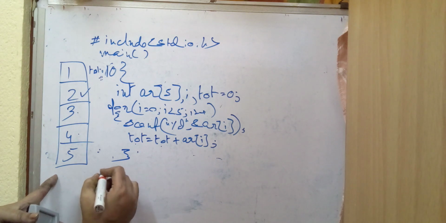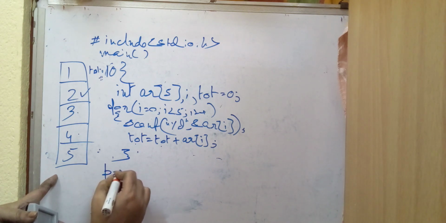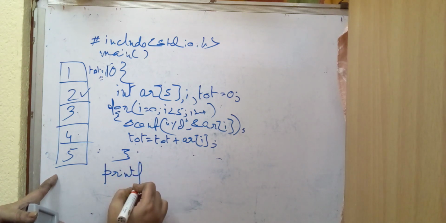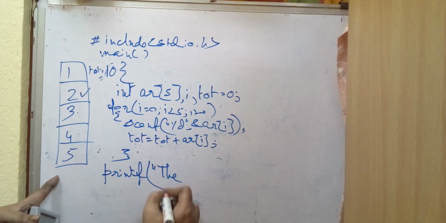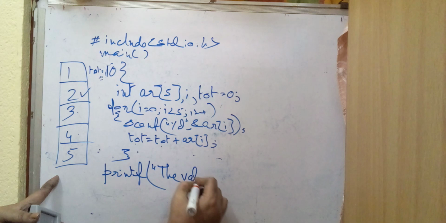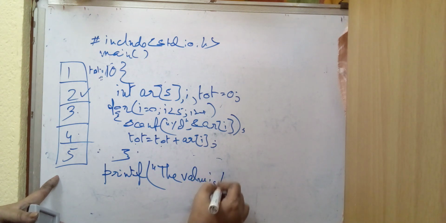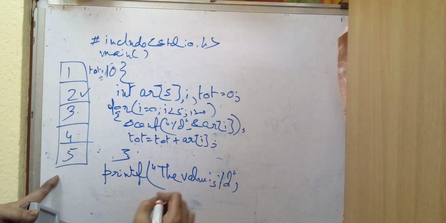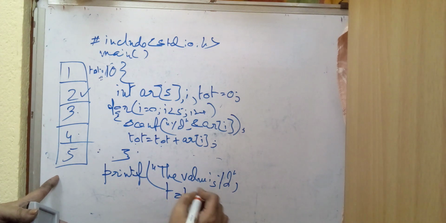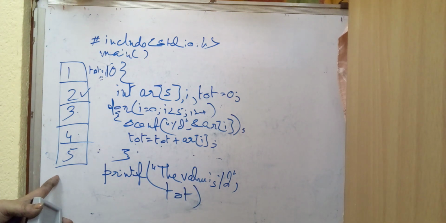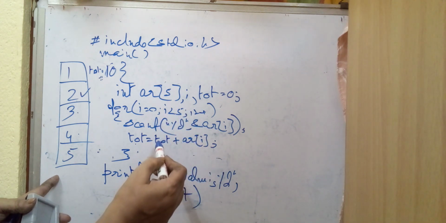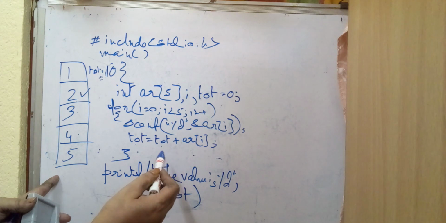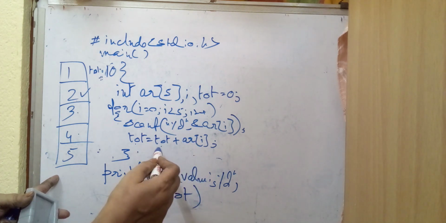Now I will print the total value. So I am counting each element. The total is the summation of each element.